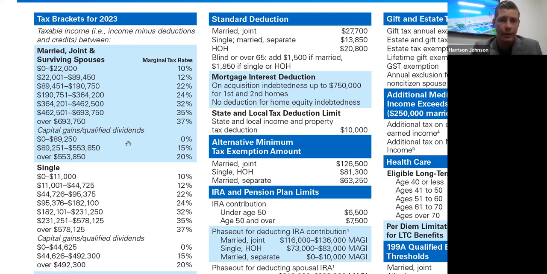Once you go above that, you go into the 15% bracket. That lasts all the way up to $553,000 of taxable income. And then above that, you go up to 20. So when we're looking at creating income streams, capital gains and dividends are a nice source to have, because they're always going to be taxed at a lower rate than the ordinary income counterpart is going to be.